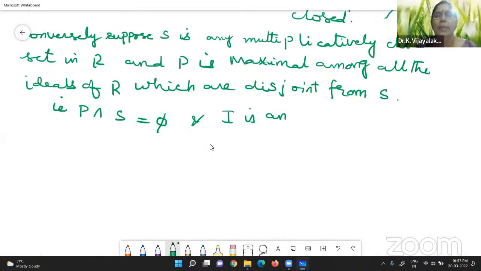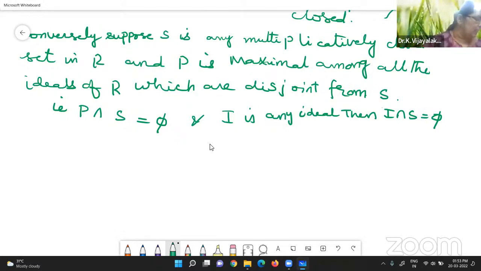Suppose if I is any ideal, then I intersection S is also empty set. So then what we have to prove? We prove that P is a prime ideal. What do you mean by this? This means if P is a subset of I, it is one of the maximal ideals. That means if P is a subset of I implies P equal to I.